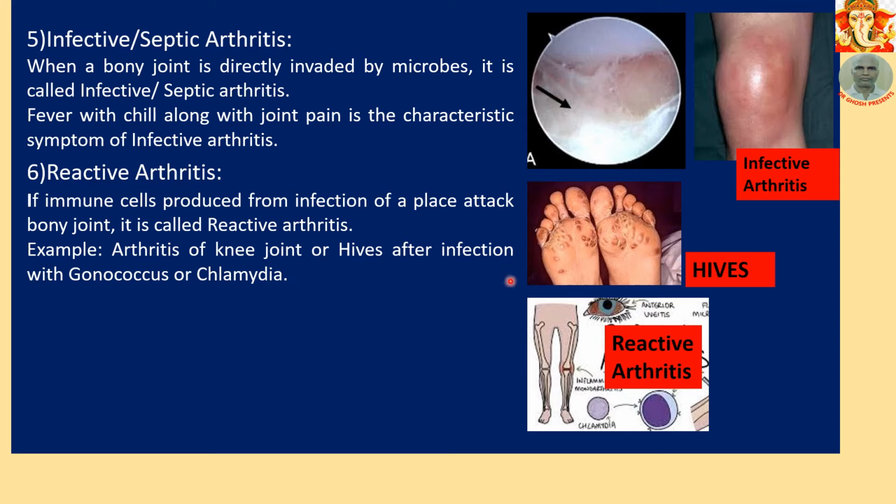This infection comes after gonococcal or chlamydia infection. The original infection was gonococcus infection. From that infection, the immune cells are produced, and that immune cell is attacking somewhere else. That is reactive arthritis.